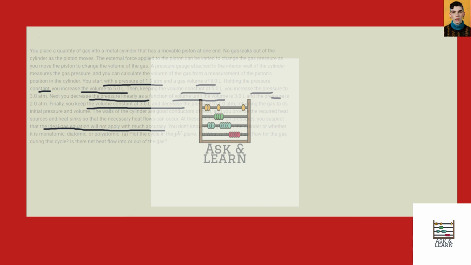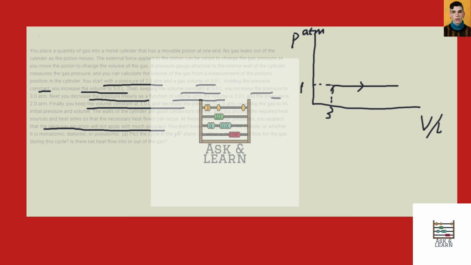So anyway, let's look at the PV diagram first. This is P, and this is V. Suppose this is the initial point, and the unit for P is ATM. The unit for V is liter. So the initial point for P is 1, and for V is 3. For the first step, we increase the volume but keep P constant, so it's just a horizontal line.